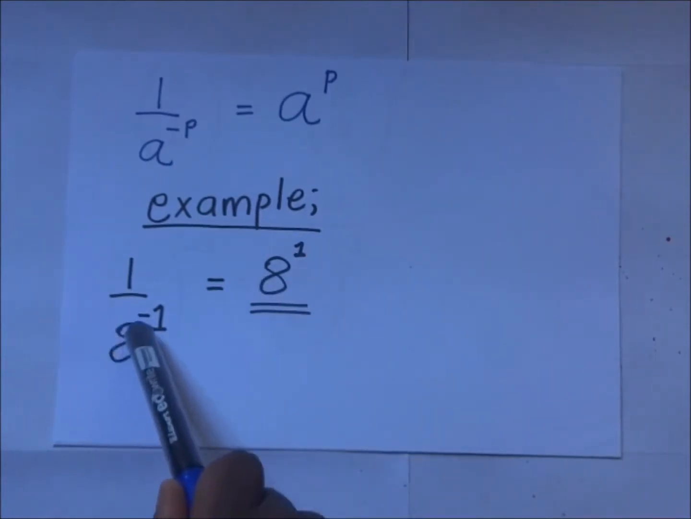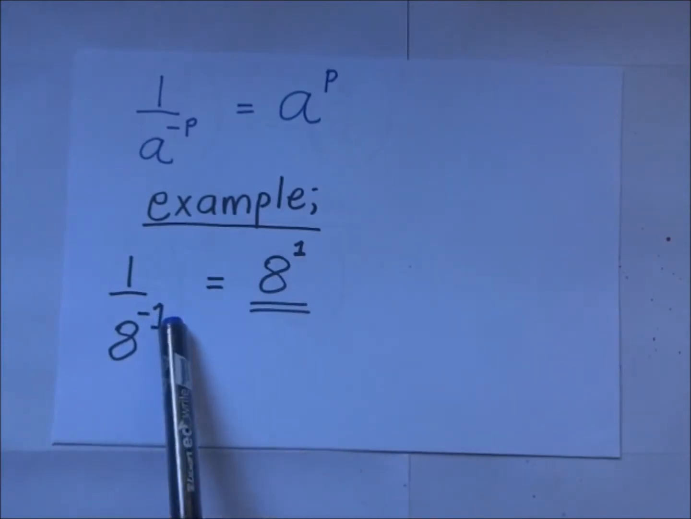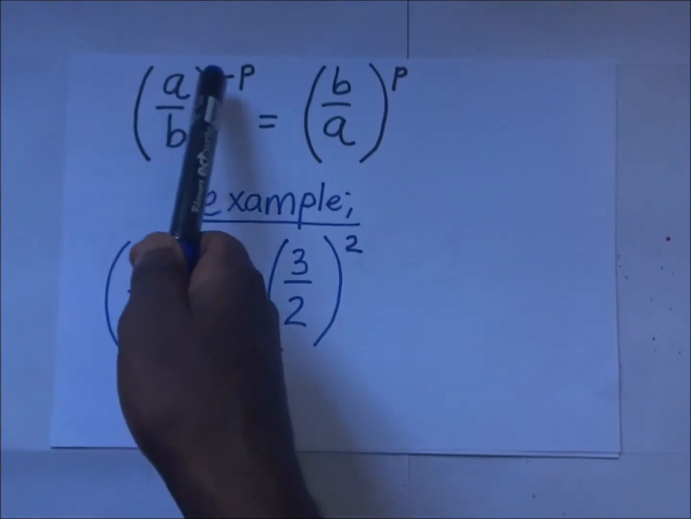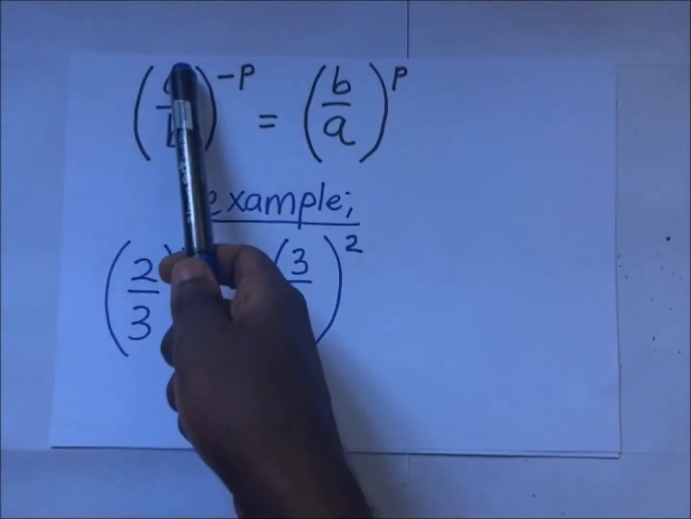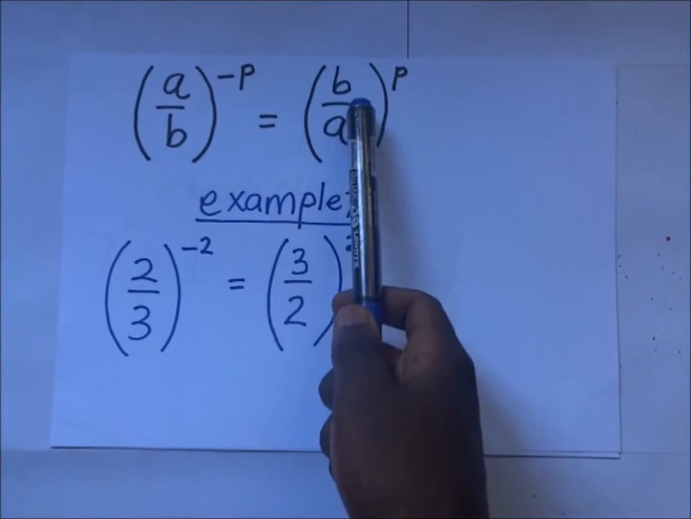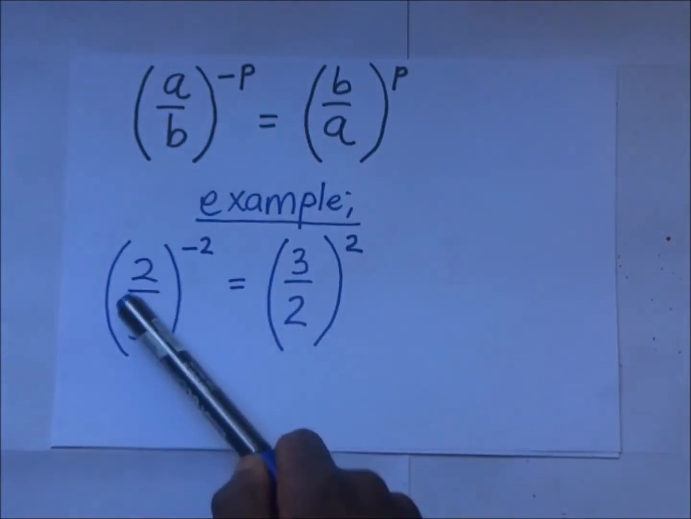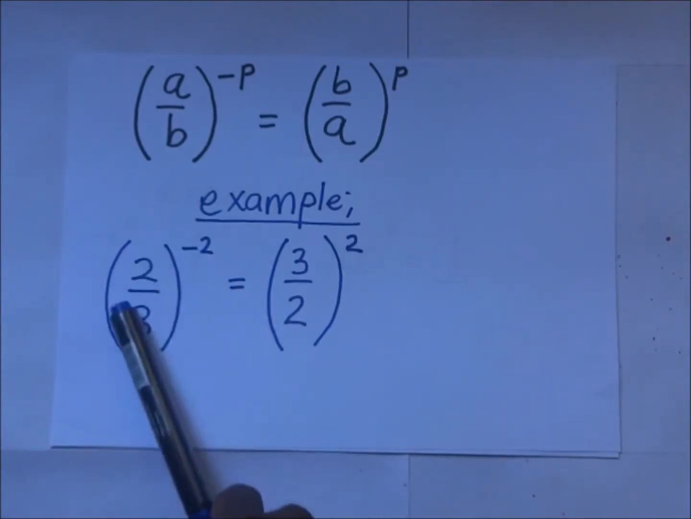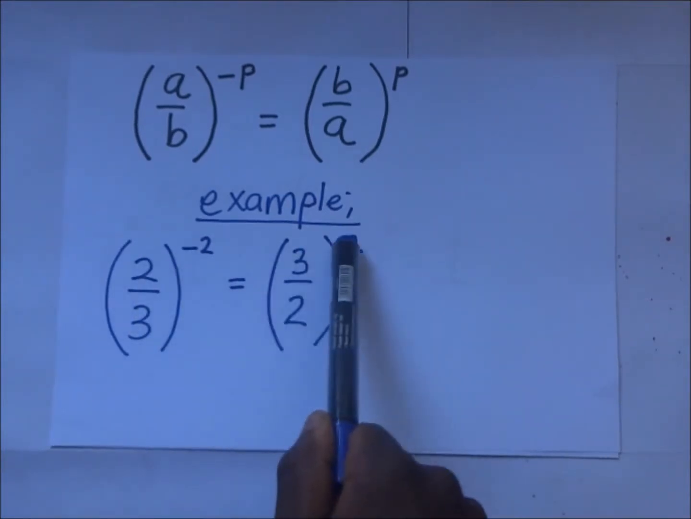It's the reciprocal of that number that gives you the number to the power of that digit without the negative sign. Then we have (a/b) to the power negative p. Again, if you want to remove that negative sign, you simply find the reciprocal of this. The reciprocal of a over b is b over a to the power p without the negative. In our example, (2/3) to the power negative 2, to remove that negative sign, you get the reciprocal of this. So it's going to be (3/2) to the power 2 without the negative.